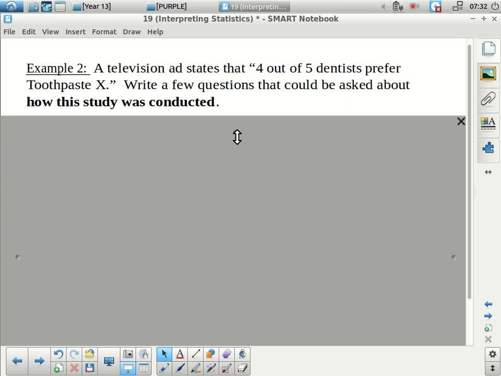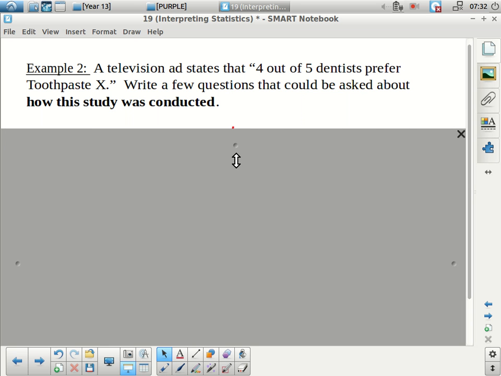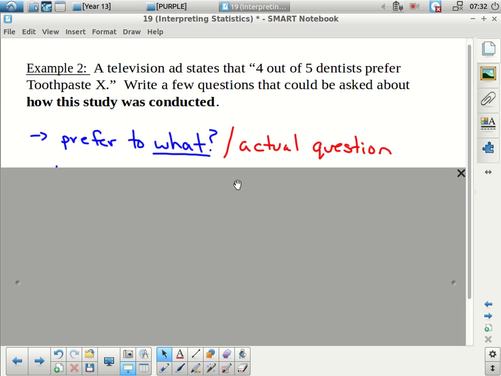If you come up with some better ones, please make that part of your notes as well. Okay, here are some things that a previous class came up with. First, when they say the word prefer, what does that mean? Prefers to what, right? It would be nice if we could see the actual question they asked, or how they conducted this. Did they actually lay out 7 brands of toothpaste and ask which one they prefer? Did they only give them 2 options, one of which was a really bad one? Do you prefer using this toothpaste to not brushing at all? What were they actually getting at there?